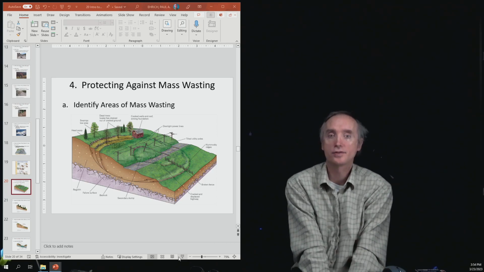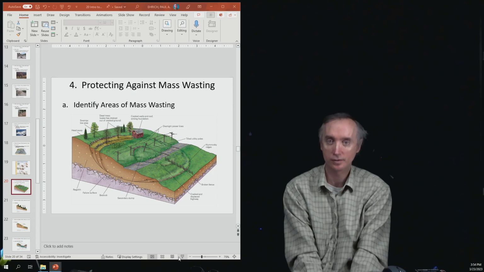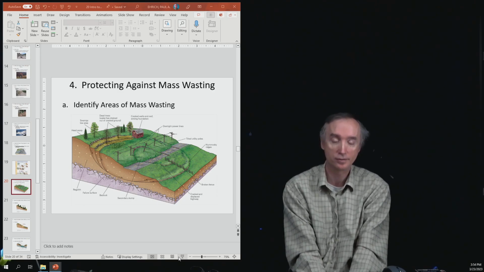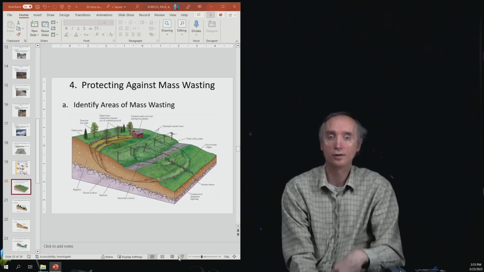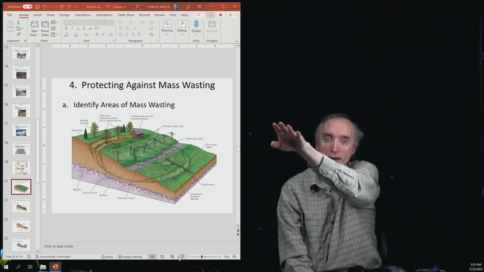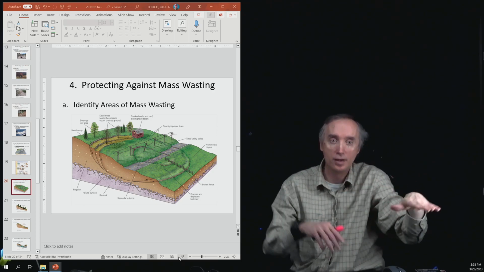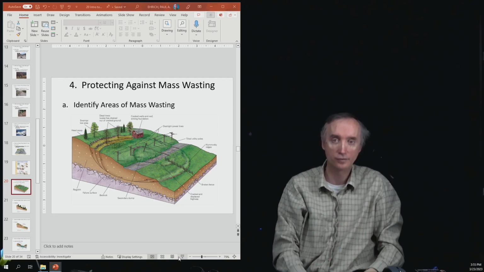I'm back, and so now we want to find out how we can protect ourselves against mass wasting. The first thing is we need to know where mass wasting has occurred so that we can protect ourselves against it. So what would be some signs of mass wasting? Well, in this picture here, you can see where the ground has slumped up at the top, and you can also see down at the bottom how the ground is kind of wrinkled as a result of it. So you could be on the lookout for that.